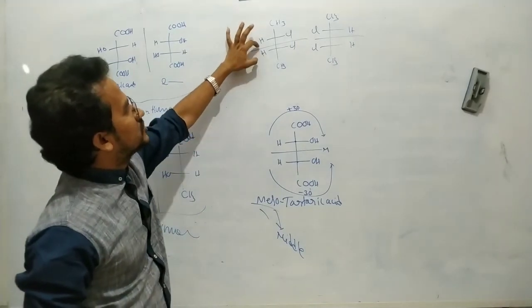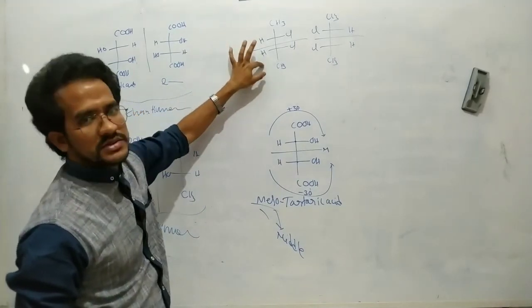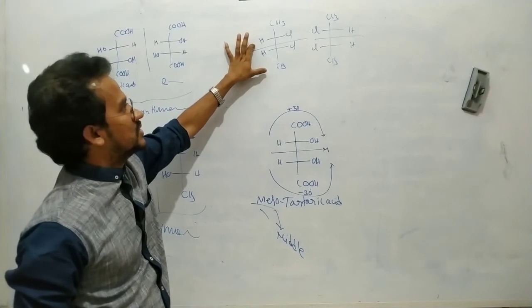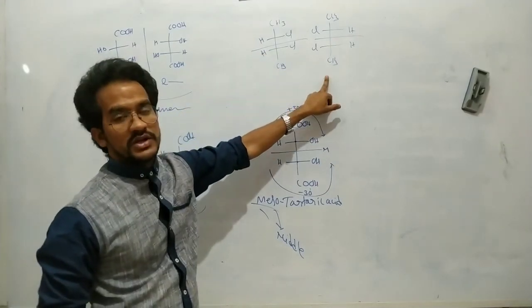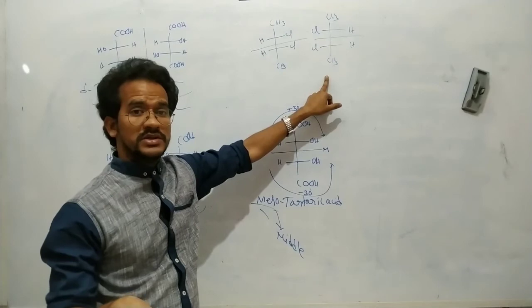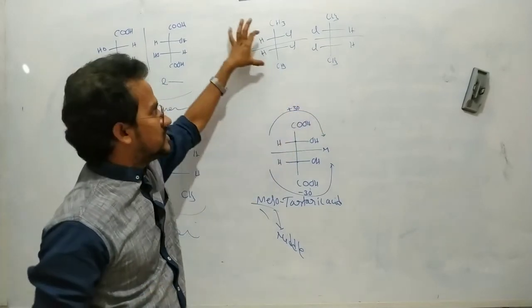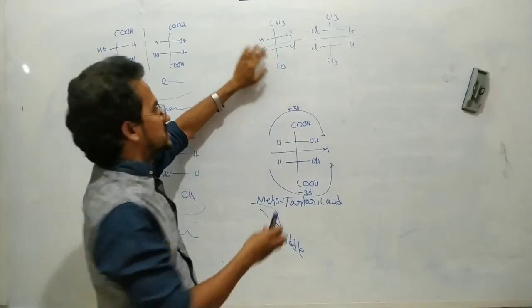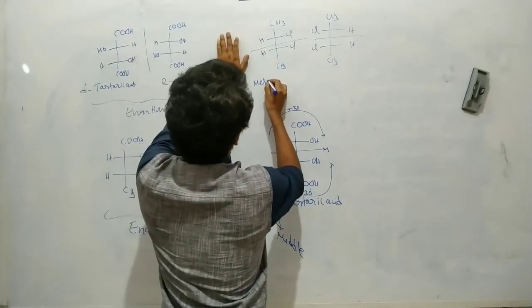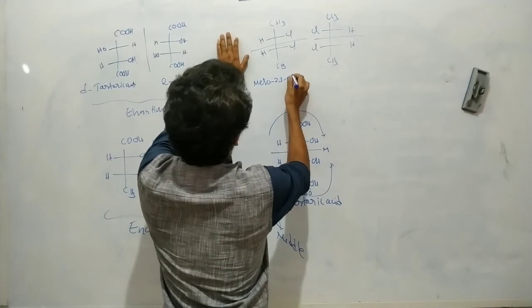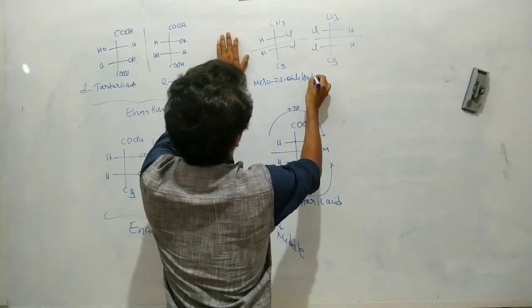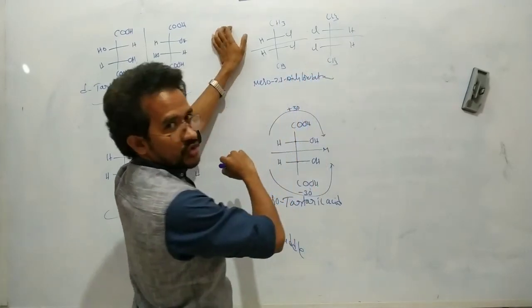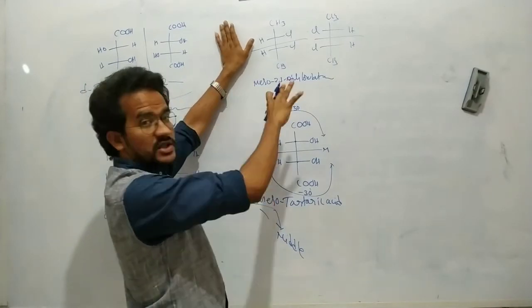Now here again, this one has a plane of symmetry, equal halves, so the optical rotations cancel each other. Here also the optical rotation is cancelled. Even though these are mirror images, individually this compound is optically inactive. So these are not the enantiomers. This is the meso compound, meso 2,3-dichlorobutane. This is also meso 2,3-dichlorobutane. These are not the enantiomers.